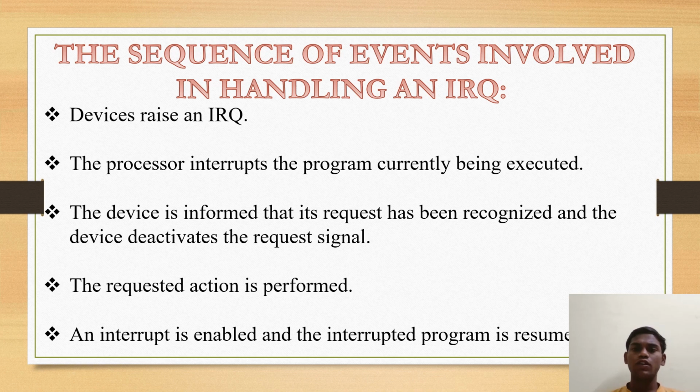The sequence of events involved in handling an IRQ. Devices raise an IRQ. The processor interrupts the program currently being executed. The device is informed that its request has been recognized and the device deactivates the request signal. The requested action is performed. The interrupt is enabled and the interrupted program is resumed.